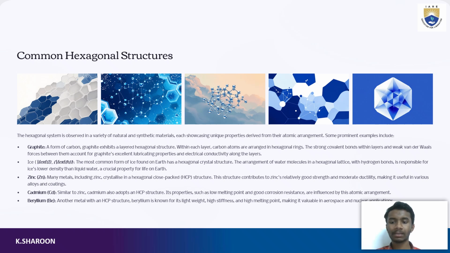The second one is ice. The most common form of ice found on Earth has a hexagonal crystal structure. The arrangement of water molecules in a hexagonal lattice with hydrogen bonds is responsible for ice's lower density than liquid water, a crucial property for life on Earth.